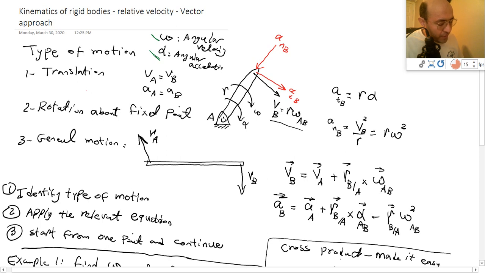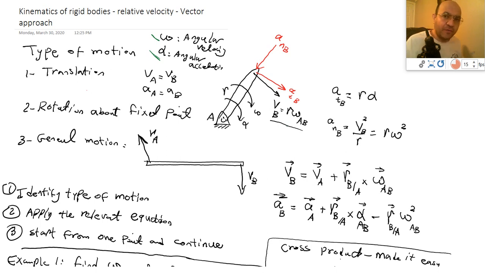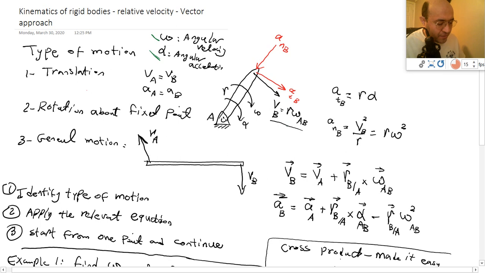Now in this bar, I am applying an alpha and omega. I want to find how much the velocity of it is. We already know that in circular motion, velocity is radius times angular velocity. So it will be r omega AB. Now, in case of acceleration, at every point we have two types of acceleration. One is normal, the other one is tangential. The normal acceleration is v square over r or r omega square, and the tangential acceleration is simply r alpha.